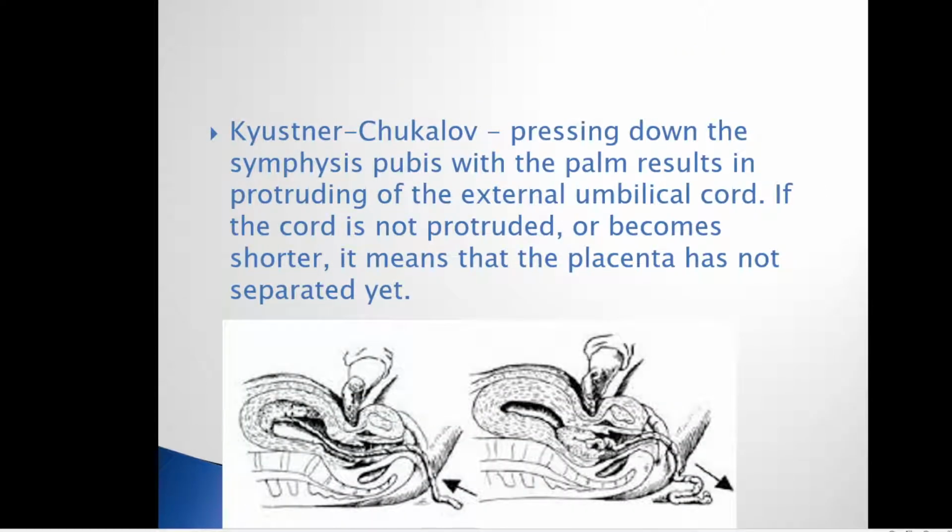Another sign is the Kussner-Tchoukalov sign. Pressing down on the symphysis pubis with the palm results in protruding of the external umbilical cord. If the cord is not protruded or becomes shorter, it means that the placenta has not separated yet. In this situation, we speak of a negative Tchoukalov sign.